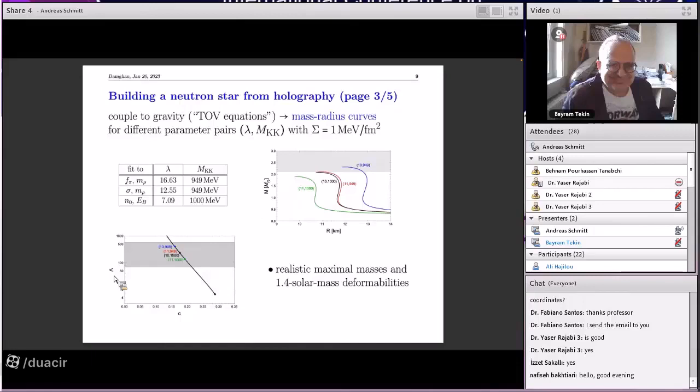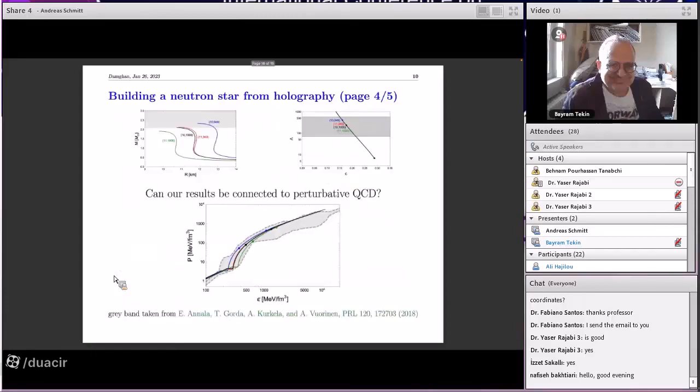I can look at other properties. At the bottom left, you see the so-called tidal deformability, which people have extracted from the gravitational wave detection of a neutron star merger. The band, again, comes from that data. Now the 4 curves turn out to be all on top of each other, plotted as a function of the compactness C, which is mass over radius. So there's some kind of universality relation between these different equations of state. But more importantly, the dots are the 1.4 solar mass deformabilities, which are relevant, and they all lie in this gray band. So it looks quite good. So it seems we can reproduce the data from astrophysical observations.